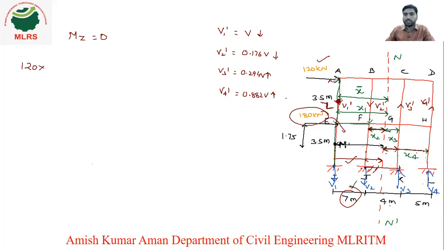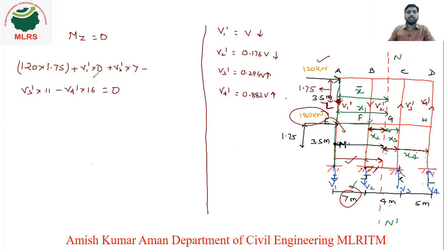So 120 into distance. From here to here, because the point of contraflexure lies at the center, half of 3.5 is 1.75. So 120 into 1.75, plus V1 dash into 0, because the distance for V1 dash is 0, plus V2 dash into the distance, which from here to here is 7, minus V3 dash into 11, minus V4 dash into 16, is equal to 0.